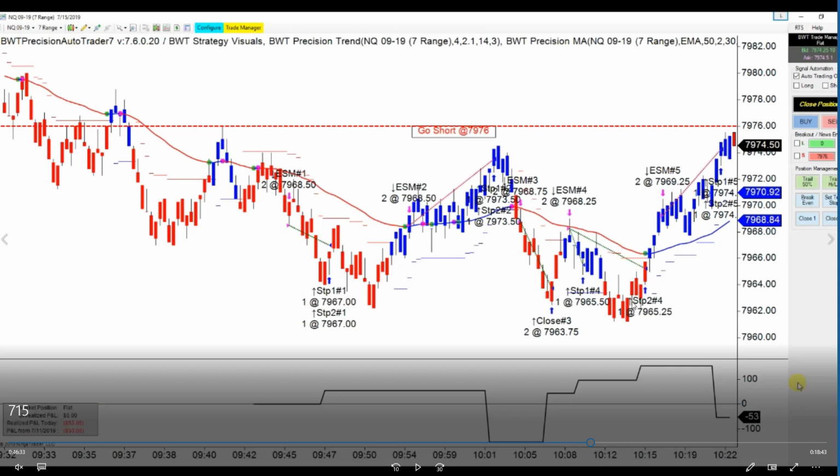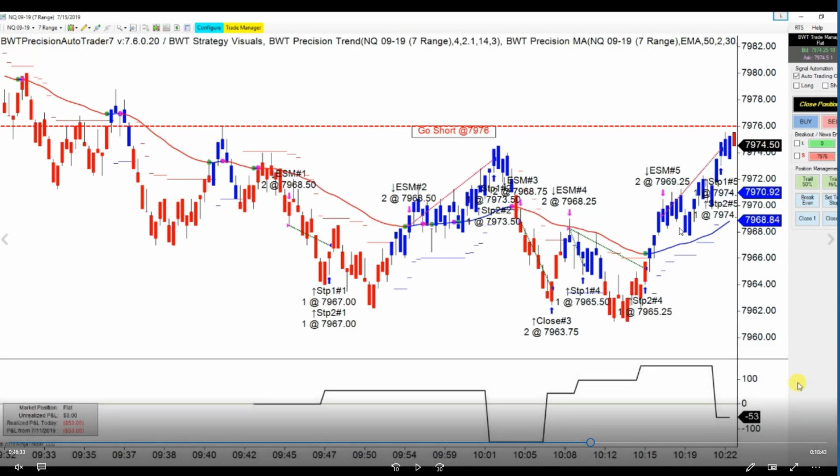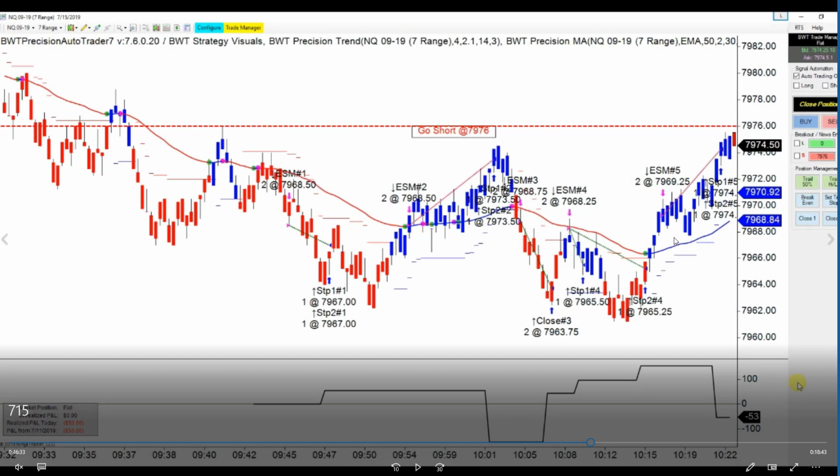This setup right here, where the moving average turns blue and the bars turn blue, is called our universal trade setup, and it's in our BWT indicators manual. So that's it. That's what went wrong yesterday: trading against the precision trend.